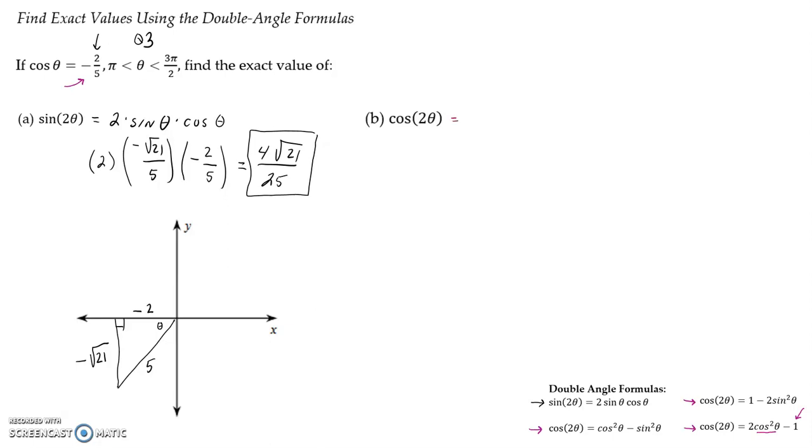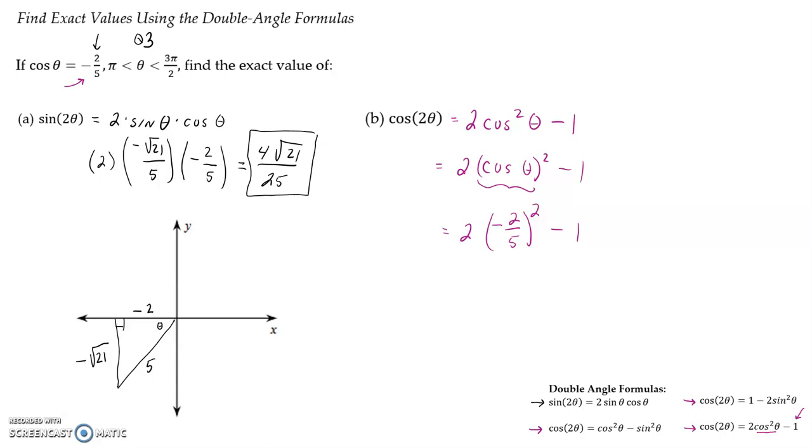So let's go ahead and use 2 times cosine squared theta minus 1. Keep in mind the cosine squared theta is the same thing as saying cosine of theta, that whole thing squared. Those are the exact same things. And let's go ahead and replace this with the information that we have. We know cosine of theta is a negative 2/5. So we'll square that. Make sure you're taking into account your order of operations here.